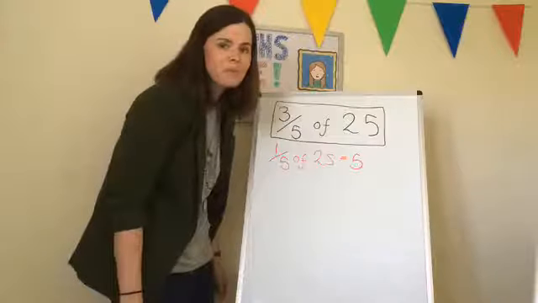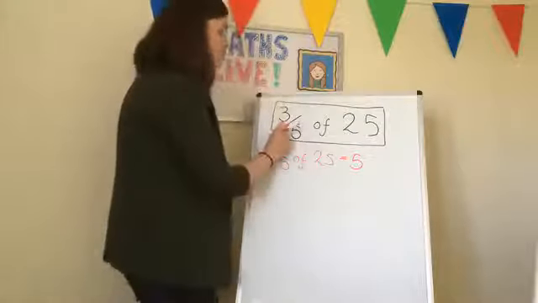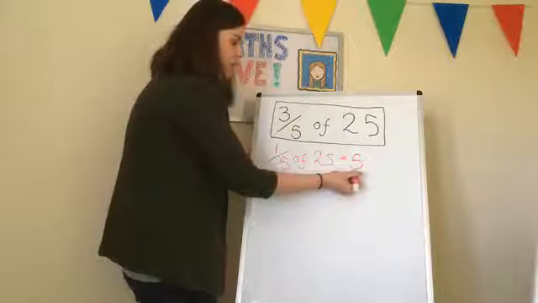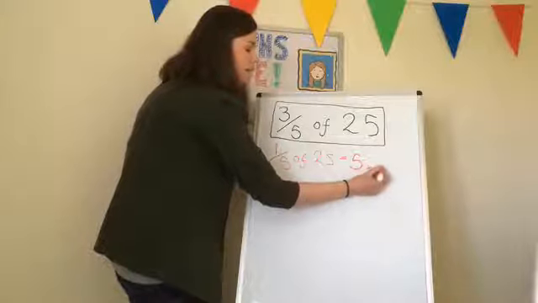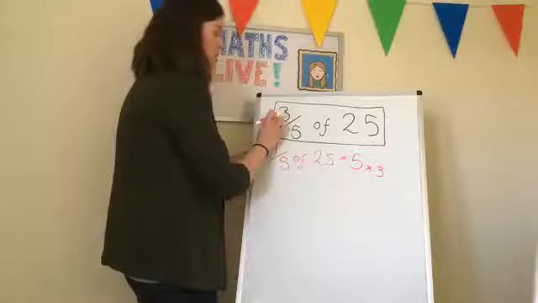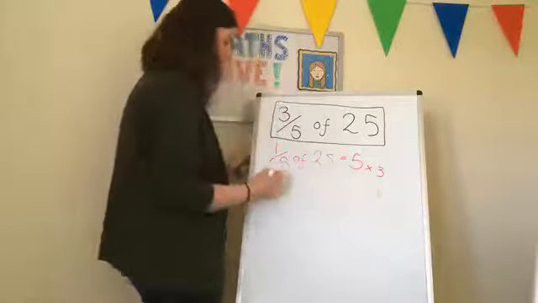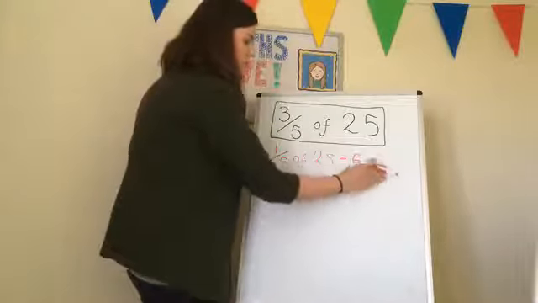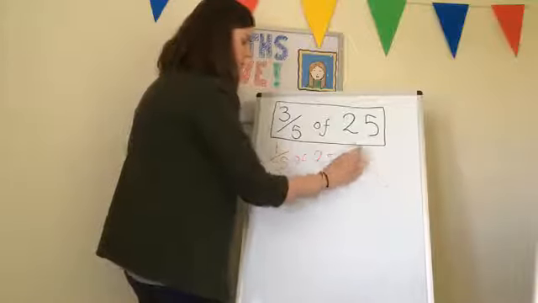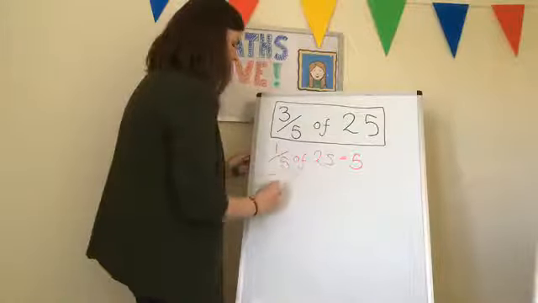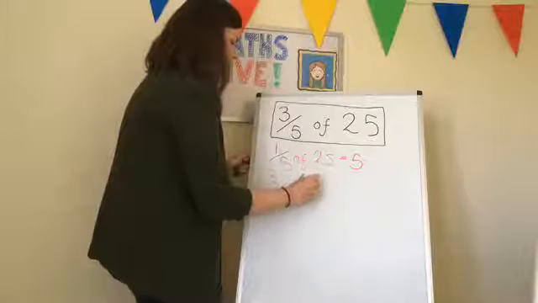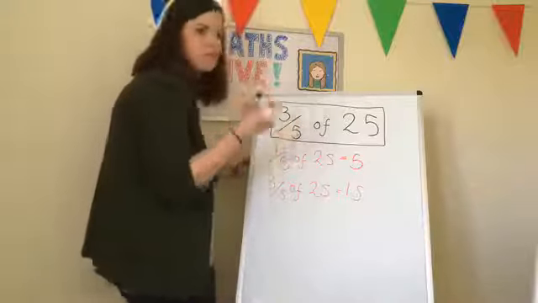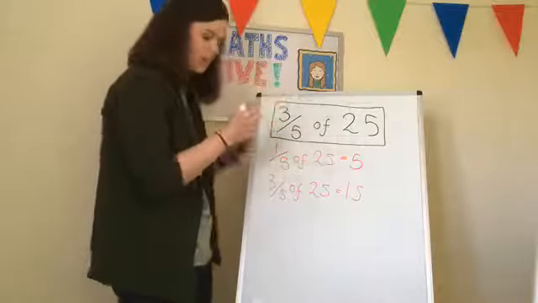But you don't want 1/5, do you? You want 3/5. So if you know that 1/5 of 25 is 5, all you've got to do is then times that number by 3, because we want 3/5, so that makes 15. So 1/5 and 1/5 and 1/5 of 25 makes 15. So 3/5 of 25 is 15, because you've got 1/5, 1/5, 1/5, 5, 10, 15.